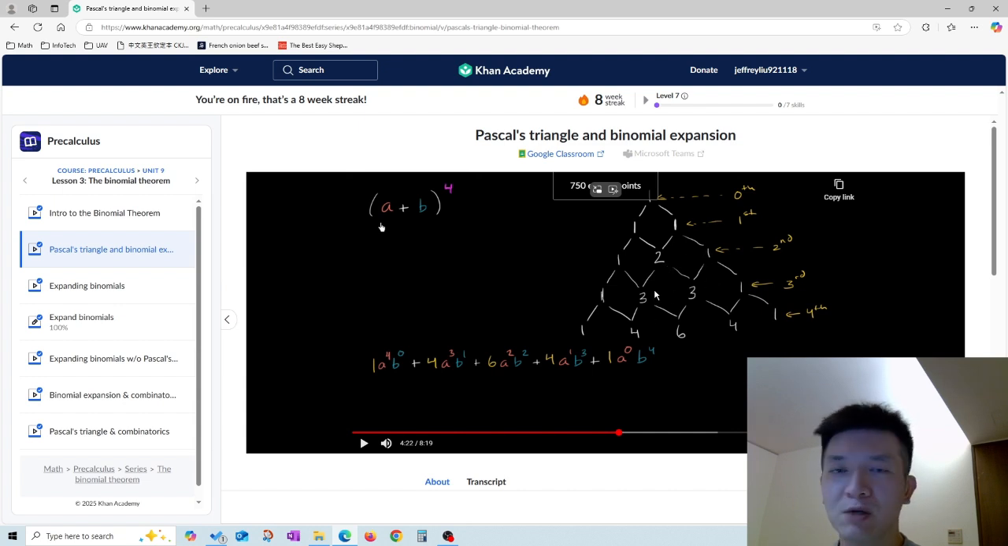You can do it simply on a test. If you have a 5th degree, where the question is asking you about a plus b to the power of 5, what would you have? You will have 1 extended to the side, and 1 plus 4 is the term right here, and 4 plus 6 is 10, and then 6 plus 4 again is the other term, and then 4 plus 1.